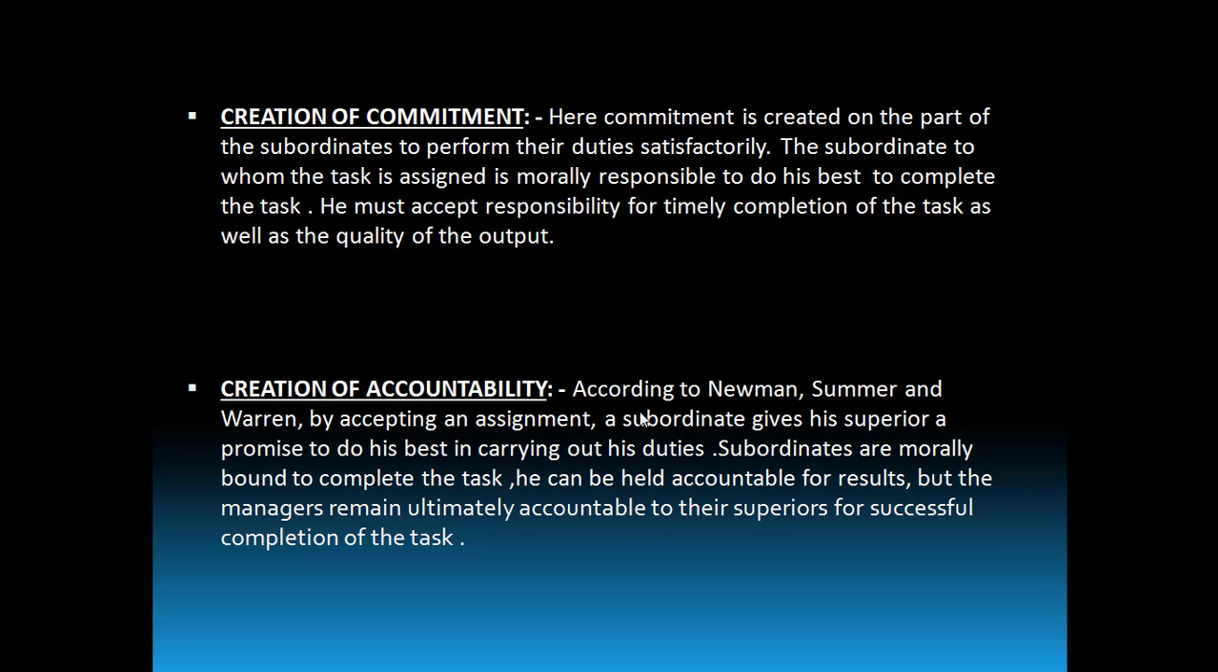According to Newman, Summer and Warren, by accepting an assignment, a subordinate gives his superior a promise. Promise to do what? To do his best in carrying out his duties. The subordinates are morally bound to complete the task. He can be held accountable, that is answerable for the results, but the manager remains ultimately accountable or answerable to their superiors for successful completion of the task.